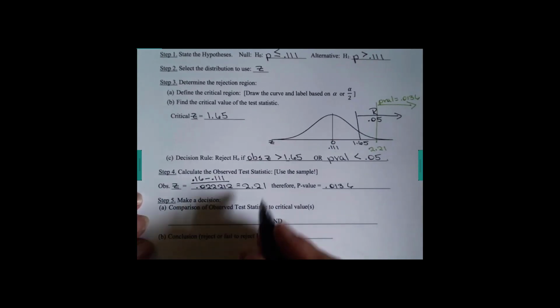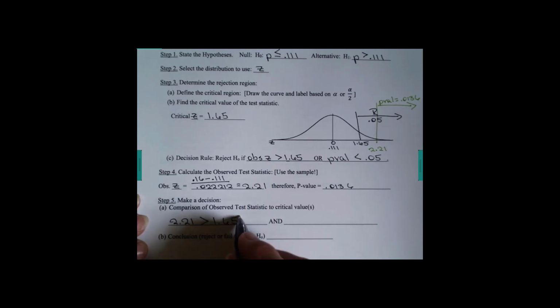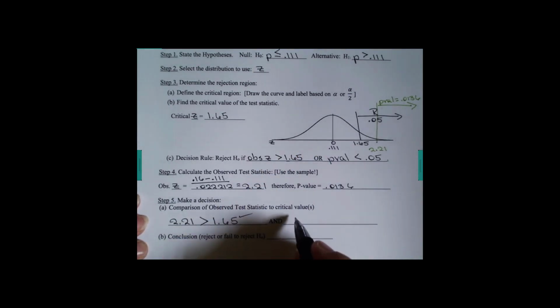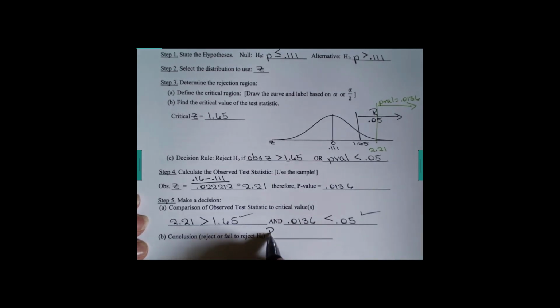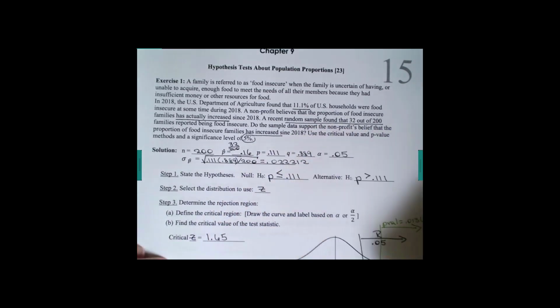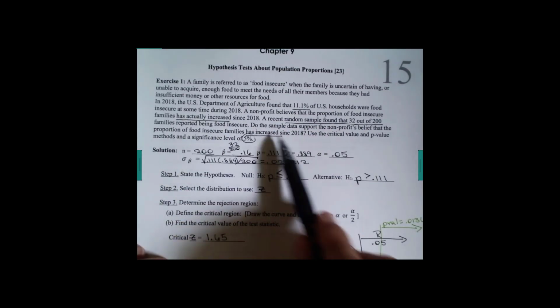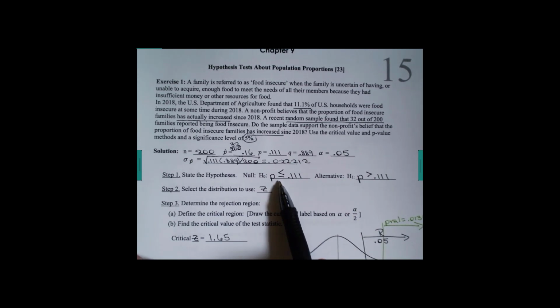Let's write our comparisons down. The first one was if observed z, which happened to be 2.21, had to be greater than 1.65. And yes, it is. We can see that on our picture here. And the p-value, which came out to be 0.0136, had to be less than alpha. And it definitely is. So we will get to reject the null hypothesis. In other words, does the sample data support the nonprofit's belief that the number of food insecure families has increased? Well, yes, it does, because we rejected the null, which says that the food insecure family proportion has not increased.